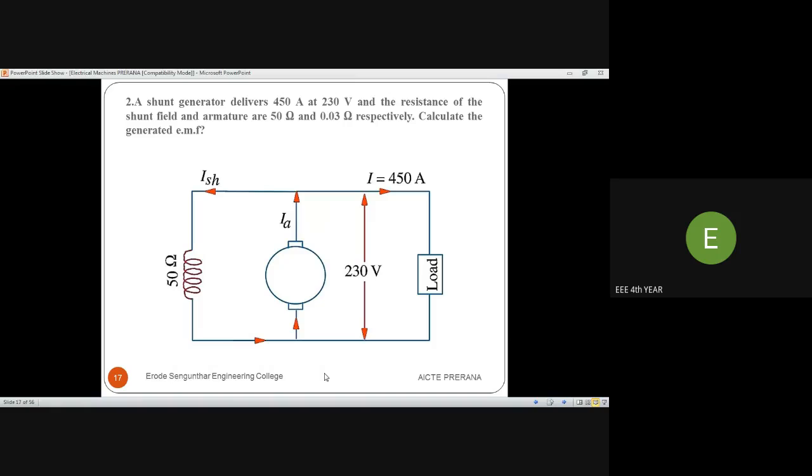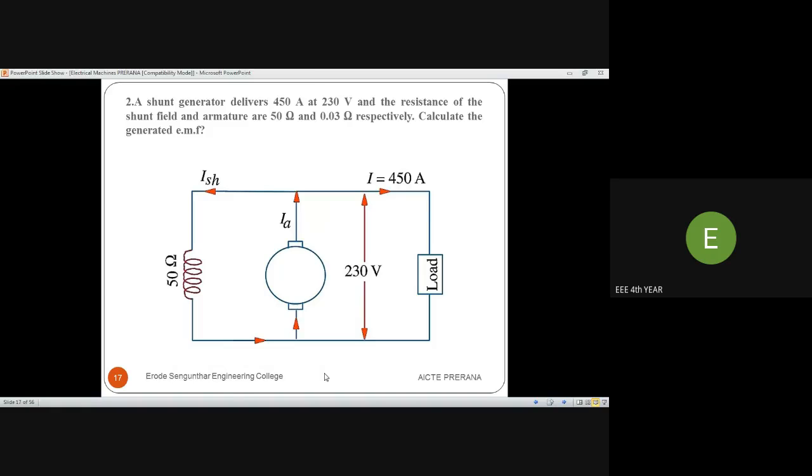The next problem: a shunt generator delivers 450 ampere at 230 voltage, and the resistance of the shunt field and armature are 50 ohm and 0.03 ohm respectively. Calculate the generated EMF. This is another formula. For a shunt generator, EG equal to V plus IA RA. That is the formula behind this problem.